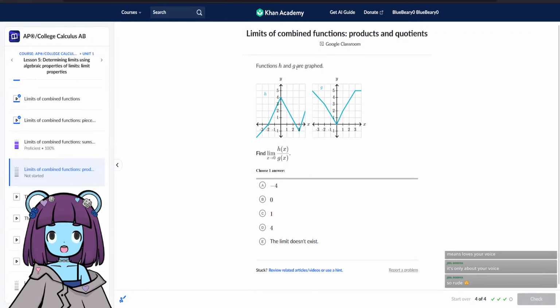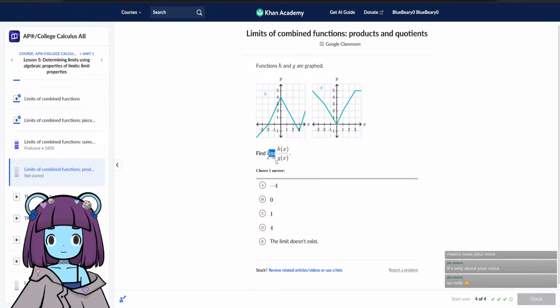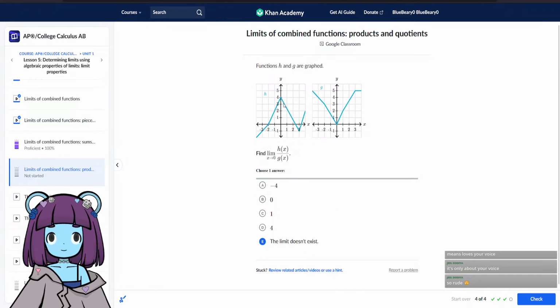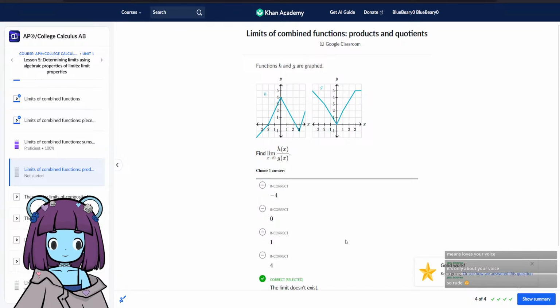Functions h and g are graphed. So the limit as x approaches 0 of h of x is 4 over 0. So it's undefined, so the limit does not exist, because 4 over 0 is undefined.